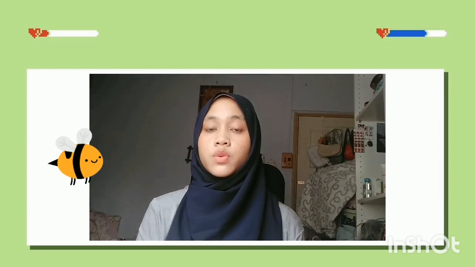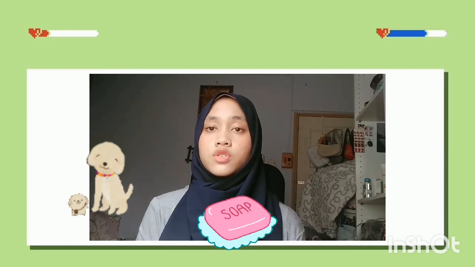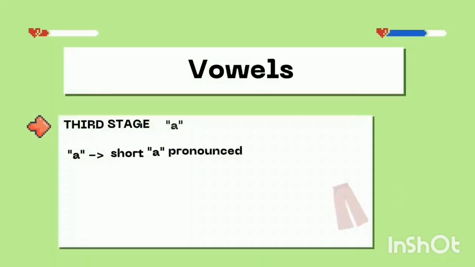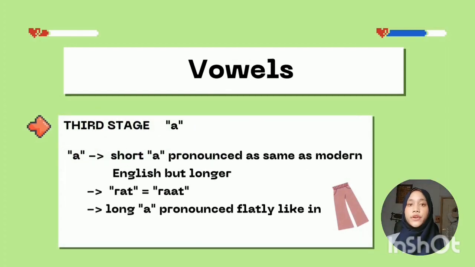The letter E is presently pronounced as the original pronunciation of I, which is E, and may also be pronounced as the sound in head or bed. The letter O, on the other hand, is now pronounced with an open shape and is shorter, such as in dog, soap, or go. The third stage involves the letter A.